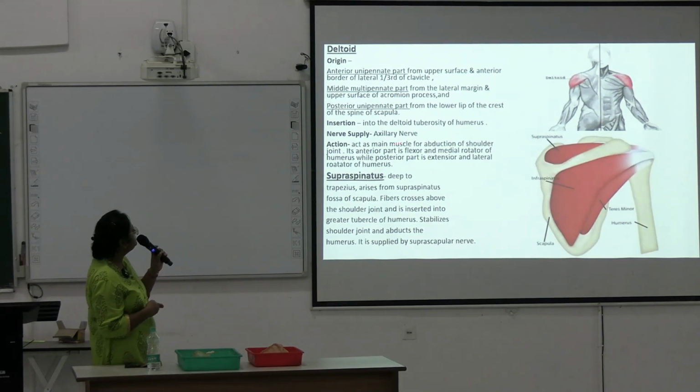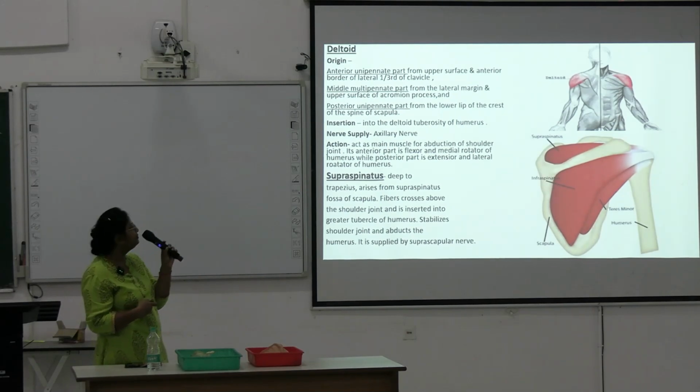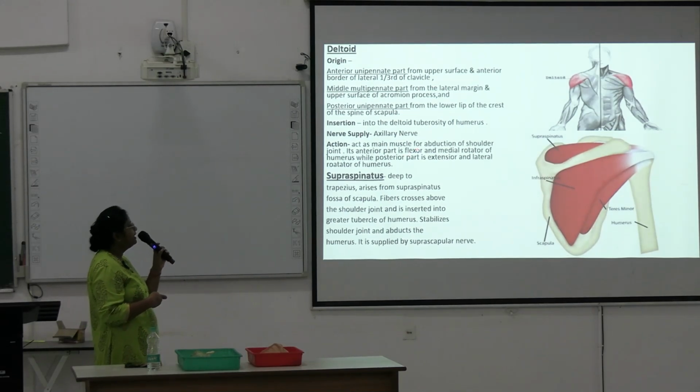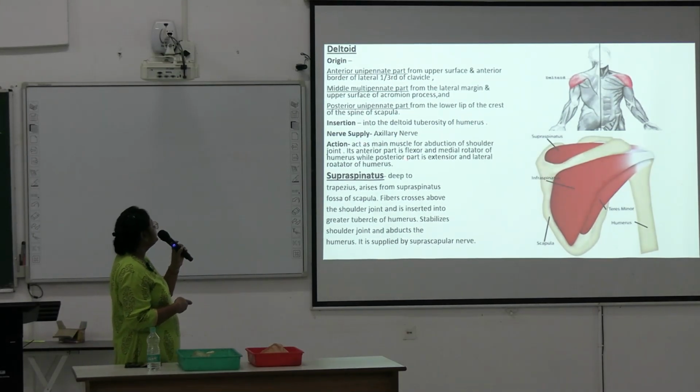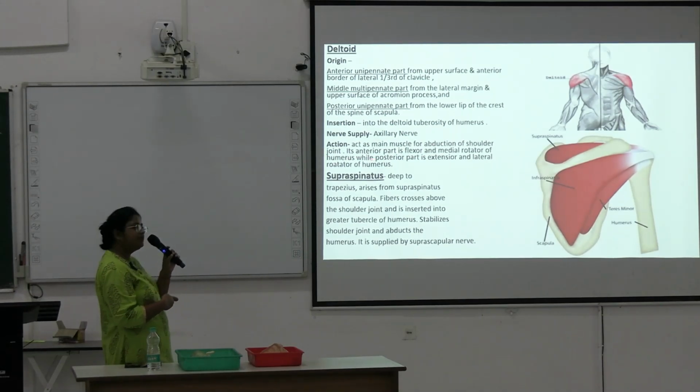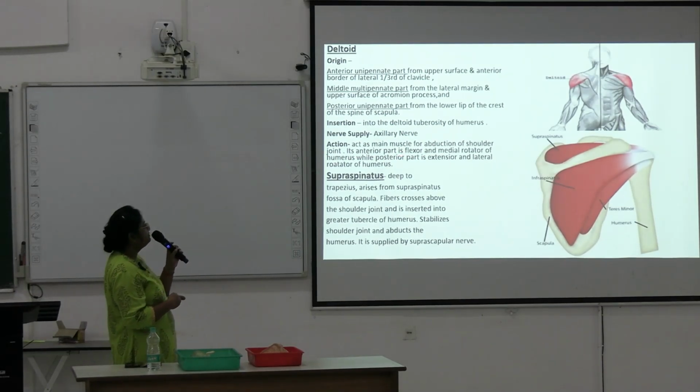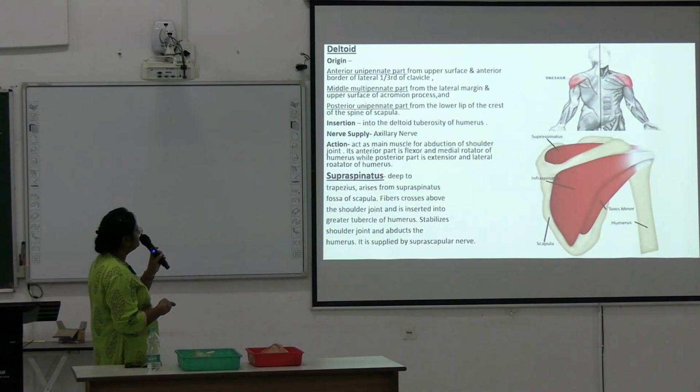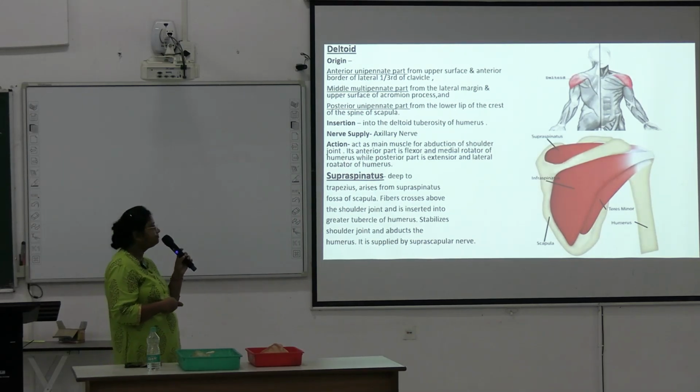Insertion is into the V-shaped deltoid tuberosity of the humerus. Nerve supply is the axillary nerve. Action: it acts as the main muscle for abduction of the shoulder joint, and its anterior part is a flexor and medial rotator of the humerus, while the posterior part is an extensor and lateral rotator of the humerus.